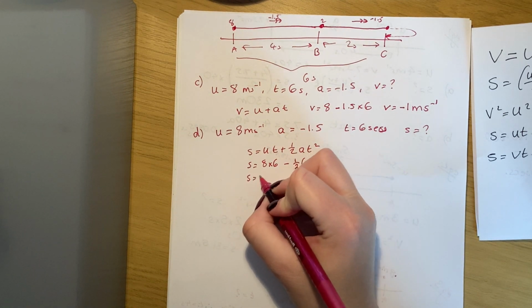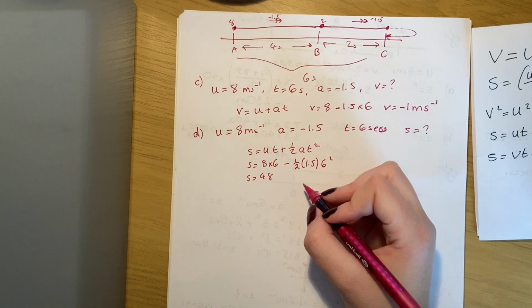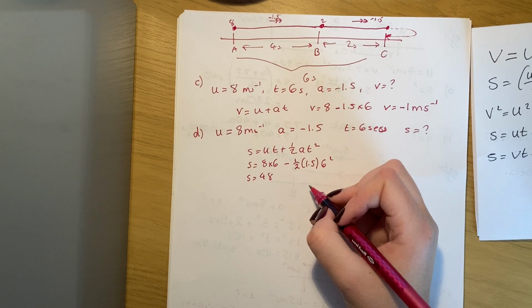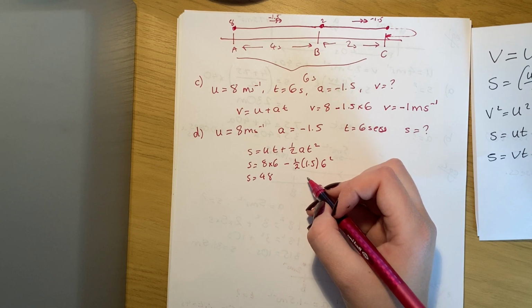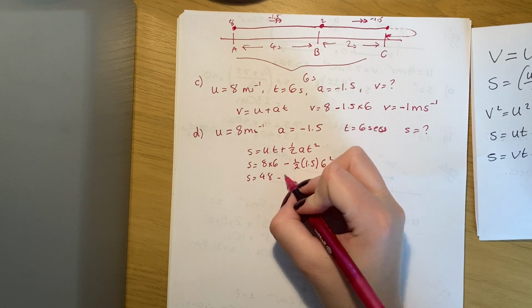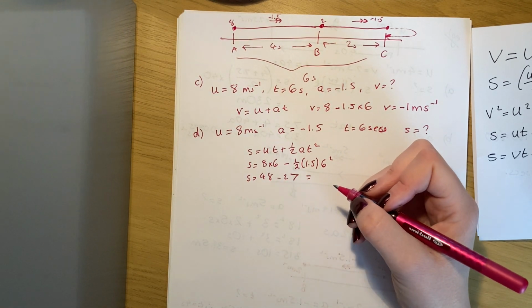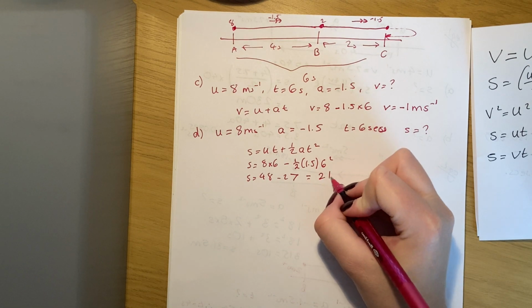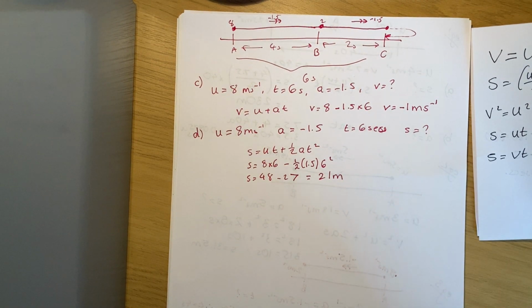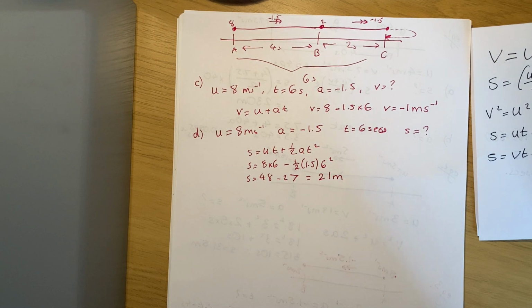So s is equal to 48 minus... a half times 3/2 is 3/4. 3/4 times 36 is, I believe, 27. I'm doing this in my head because I used a different formula the first time I went round. And that should be 21 metres. So the distance from A to C is 21 metres.